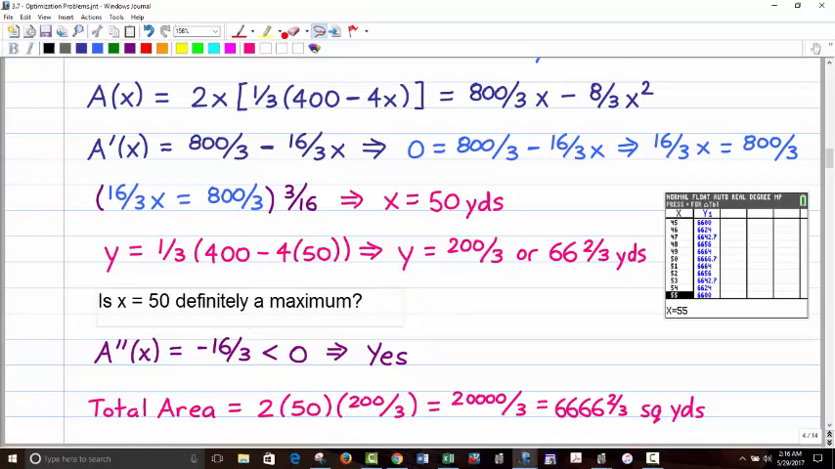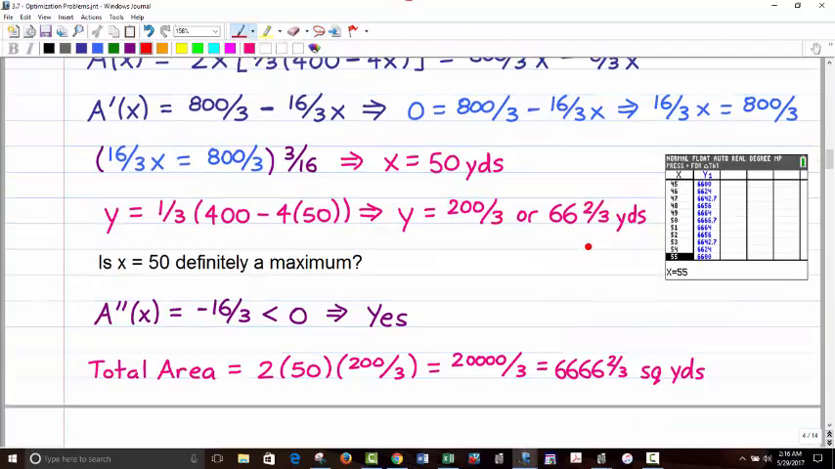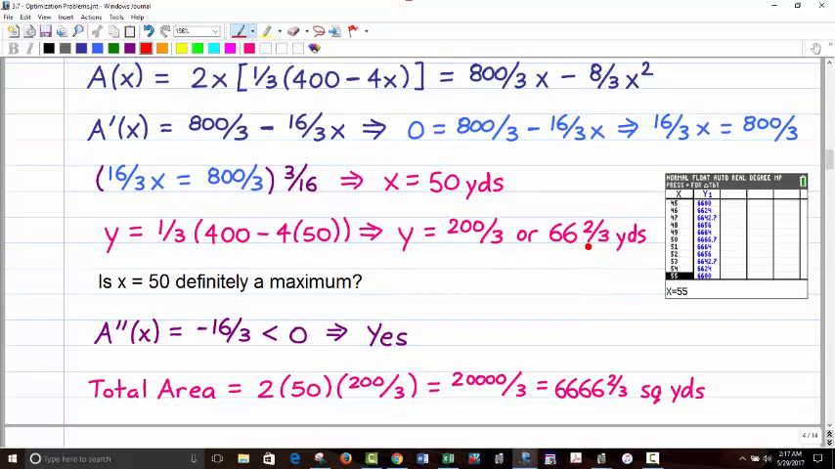Now we're asking ourselves, if you do this right, you're not going to have to verify that it's a maximum. If you do everything correctly, it's not something you have to do. But this one's really easy, because we take the second derivative, so here's A prime of X. Second derivative is negative 16 over 3, so yeah, it's negative. So therefore, negative means it is a maximum.